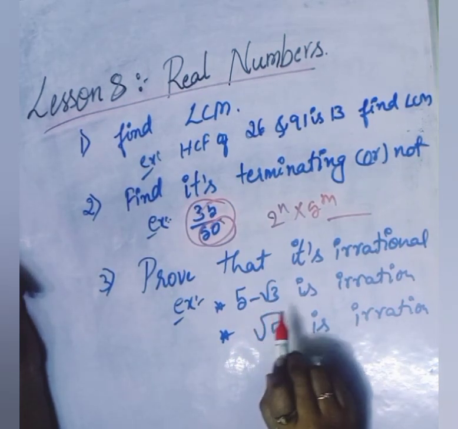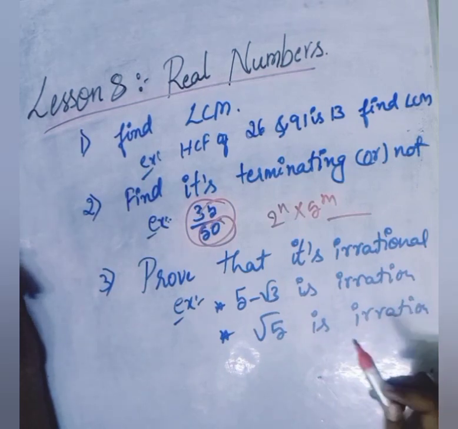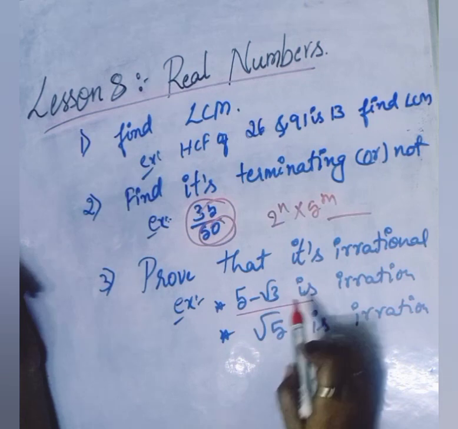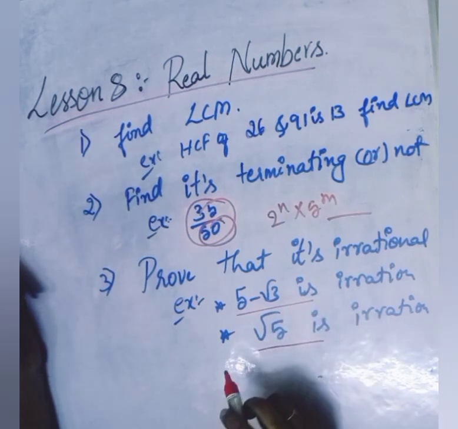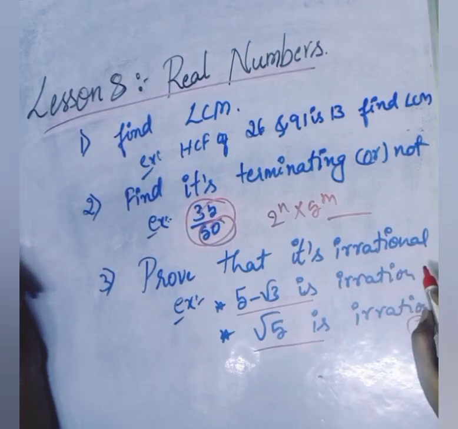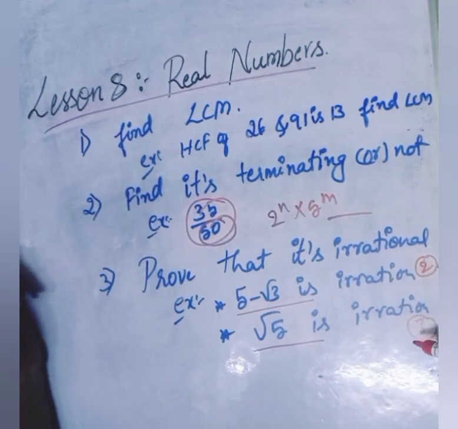One is, 5 minus root 3 is an irrational, prove that. Otherwise they may ask, root 5 is an irrational. Because this one is in a short way it will come, and this one is a little lengthier. So this may come for 3 marks if they give, otherwise this may come for 2 marks. If they do not give it for 2 marks, then in this, any one type of question will confirmly come.